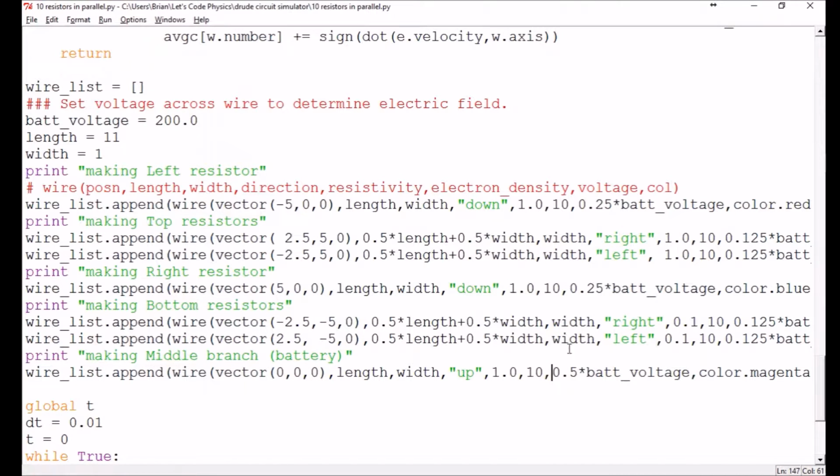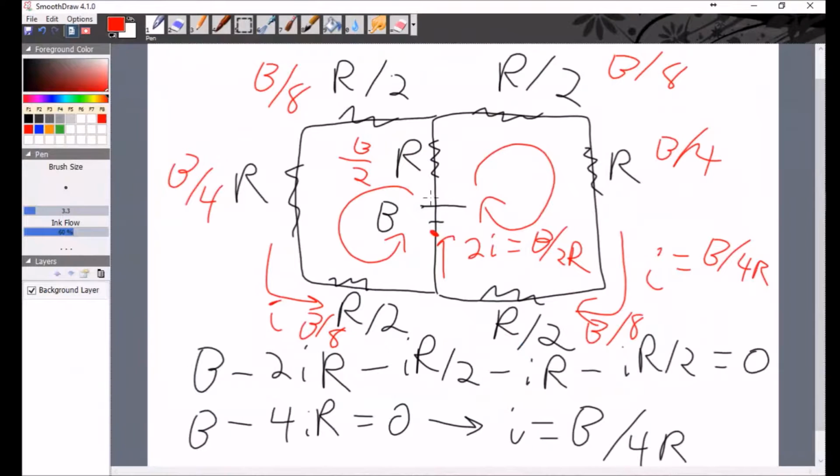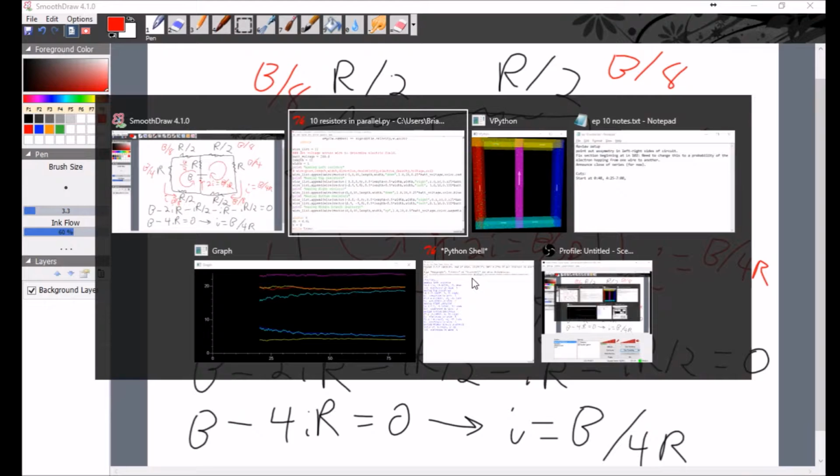Now you notice we don't yet have a way to model the actual battery. If I could actually just model the battery in the middle here, I wouldn't need to manually set up the voltage for each of these. I could have the computer figure out what the voltage is going to be. But I haven't figured out how to do that yet. If you have any suggestions, let me know.